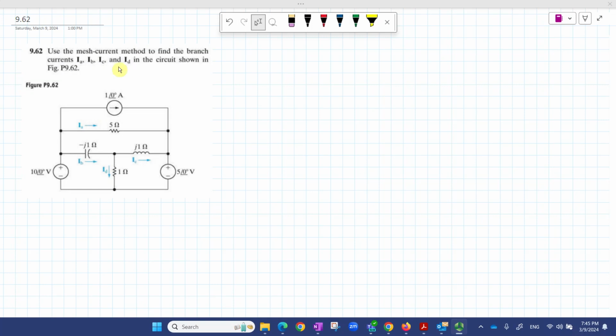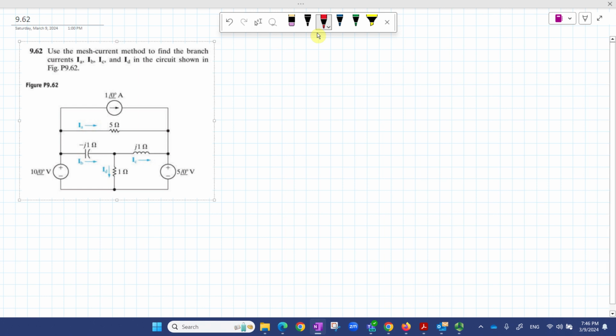Alright, so this question asks us to use the mesh current to solve the circuit. All the impedances have already been converted to the frequency domain. So this is actually one exercise for the mesh current method. If you forget about that, you can go back to the textbook to review. This question can also serve as a review.